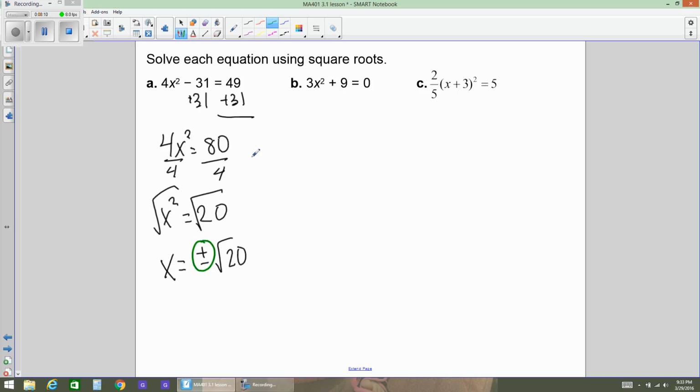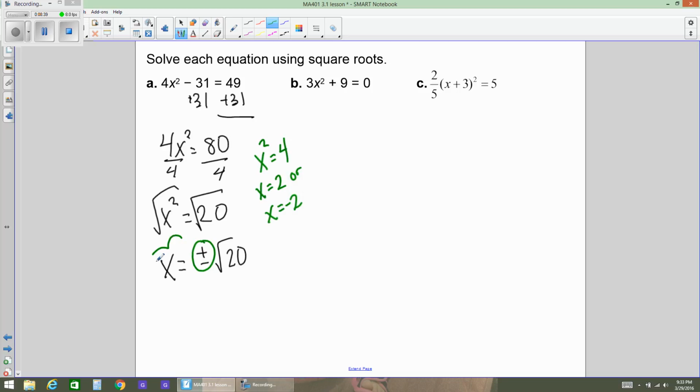And my best example for that is, let's say it's a 2. If it had been x squared equals 4, then x could be a 2, or x could be a negative 2, right? Because 2 times 2 is 4, but negative 2 times negative 2 is also 4. So you have to have the positive and the negative, plus or minus answer.